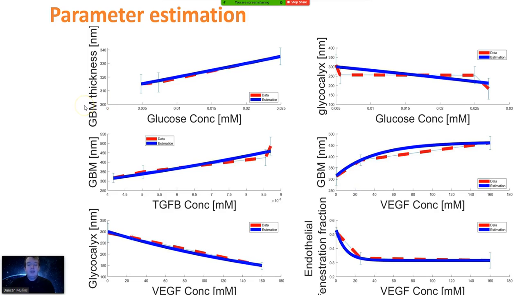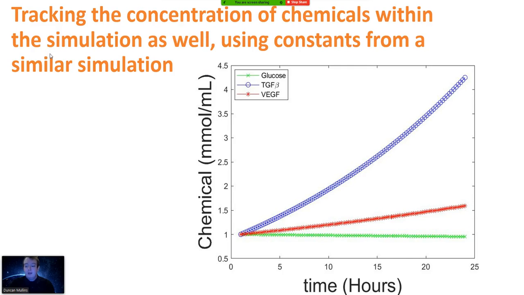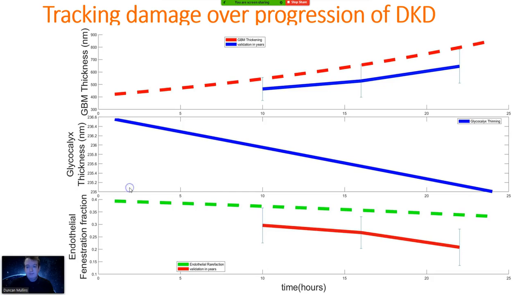And so here you can see the graphs of this parameter estimation versus the data sets from which these correlations were estimated, and they are pretty decent fits, albeit not perfect. So the simulation is also able to track the concentration of those three aforementioned chemicals within the GFB over the course of DKD. Here you will notice the effects of that feedback loop I mentioned, where TGF-beta is significantly elevated more than the other two.